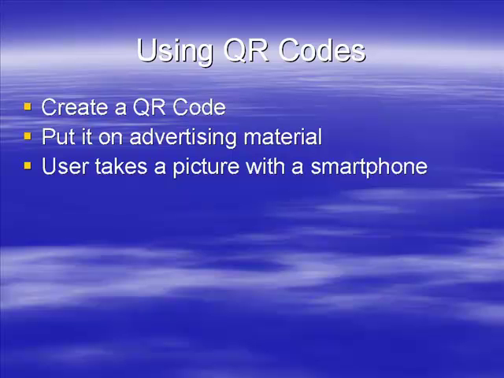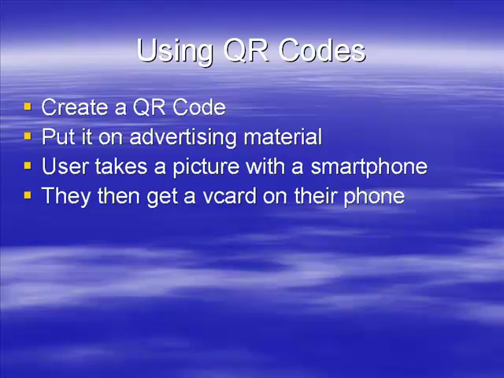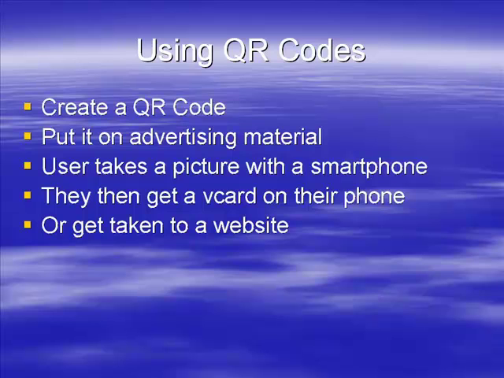Your user takes a smartphone. I've got mine in my hand. They take a picture with it. They scan it into the QR code reader on their smartphone, and then they either get a V card on their phone, or it will take them to a website, or whatever it is you want them to do.